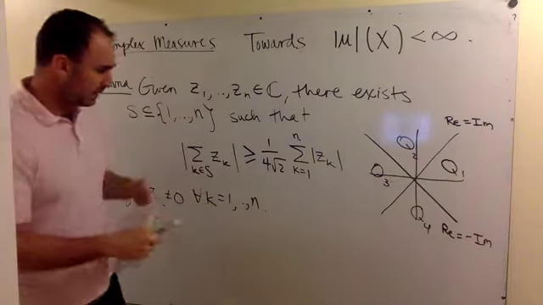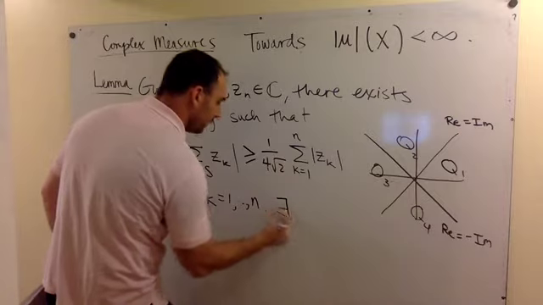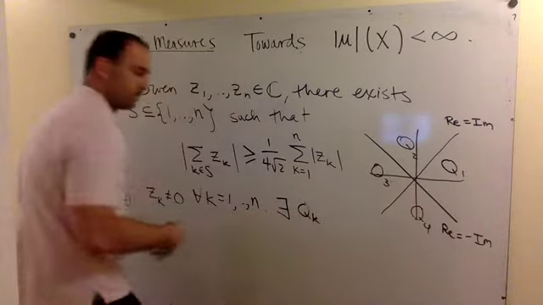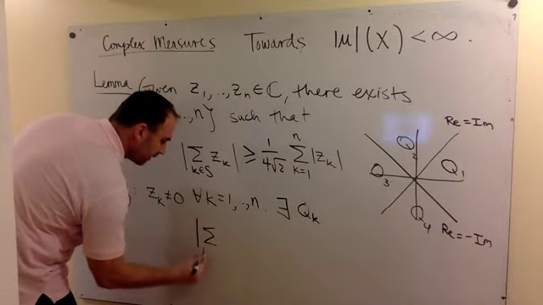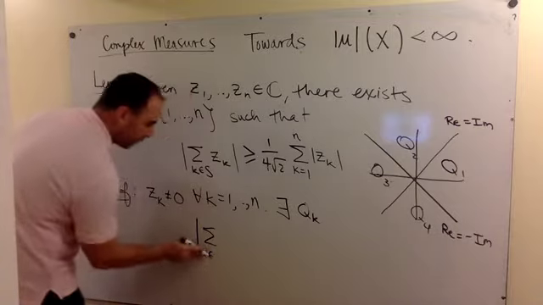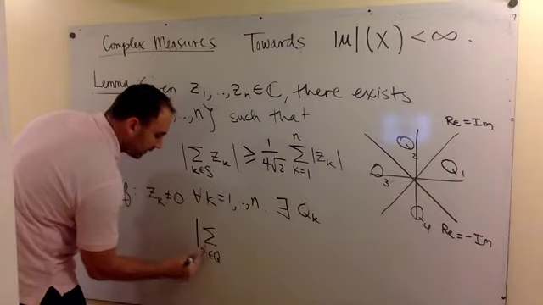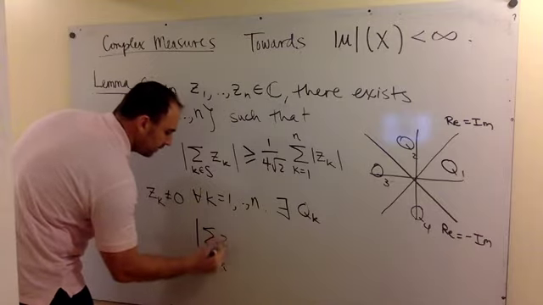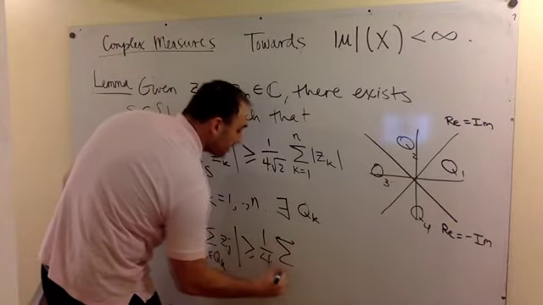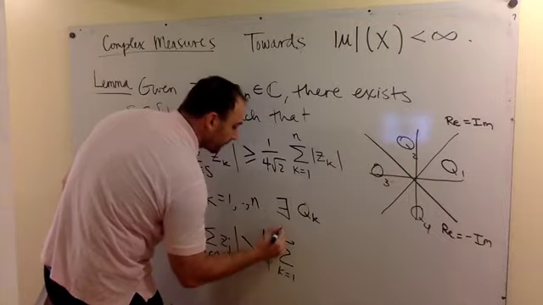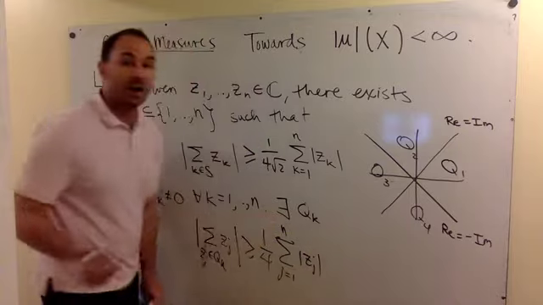And so the point is that there exists a quadrant, say Qk, for some k 1 through 4, such that, let me write j here, the sum over zj in Qk of |zj| is greater than or equal to 1/4 times the sum of all of them. Let me write j here too. Why is that?